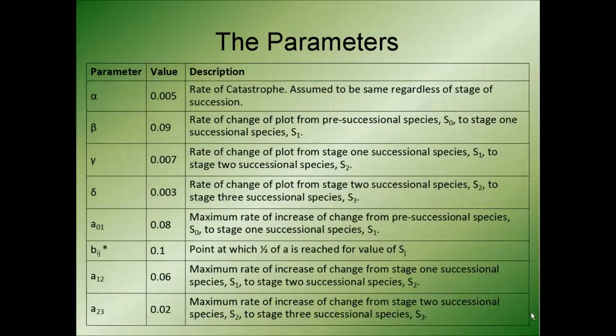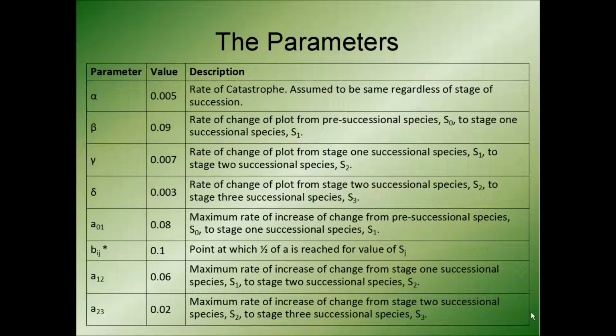So now that we've looked at the equations a little bit, we can look at the parameters and their relative sizes. I'll particularly direct you to the beta, gamma, and delta values. These were the rates of change from one stage to the next. Beta was the first rate of change, from pre-successional to stage 1, and you'll see that it is the highest. This is because it is assumed that stage 1 successional species will colonize the area first and the fastest. And likewise, you'll see that the rate of change for stage 2 to stage 3 is the slowest, as these will take the longest to colonize and the longest to appear.